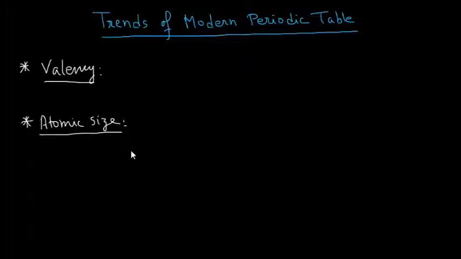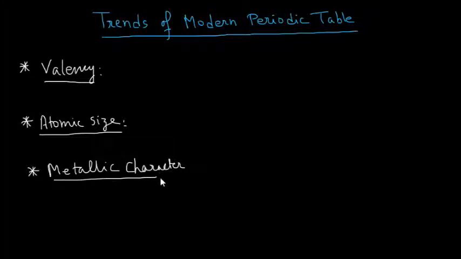Now, metallic character. Next one is metallic character. Metallic character means the tendency of an atom to lose electron. Metal loses electron. Remember, metals occupy the left hand side of the periodic table.